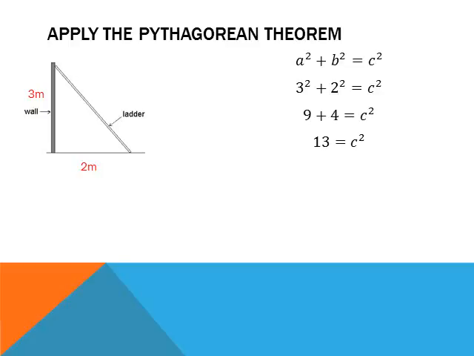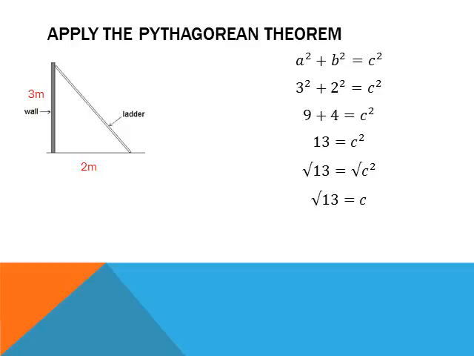Now I use my knowledge of algebra to isolate the variable c because that's what I really want to know. C represents the length of the ladder, the hypotenuse of my right triangle here. So in order to isolate the variable c, I need to use inverse operations. And I know the inverse operation of a square is a square root. So I take the square root of both sides. And the square root of c squared is just plain old c.